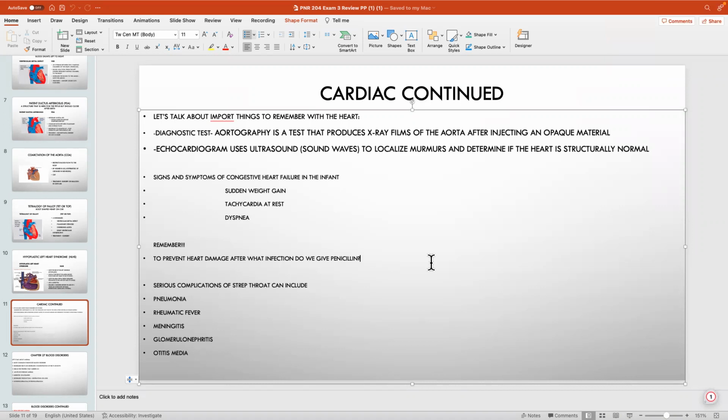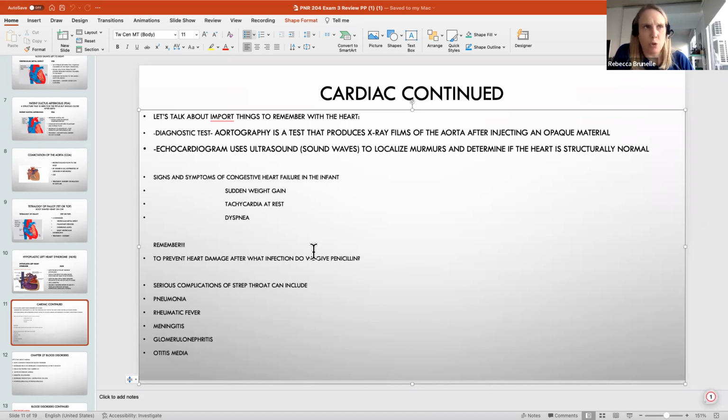Strep. So obviously if they're allergic to penicillin, you have to make other choices, but you give them penicillin when they have strep throat to prevent rheumatic fever. So strep throat can cause rheumatic fever.